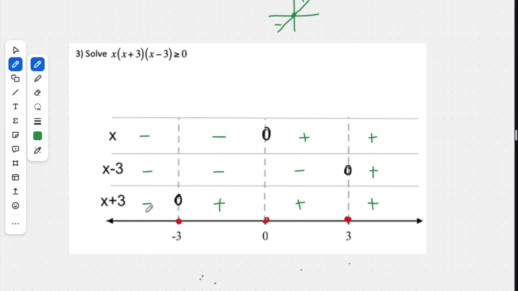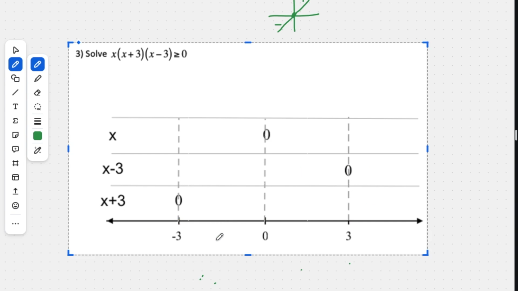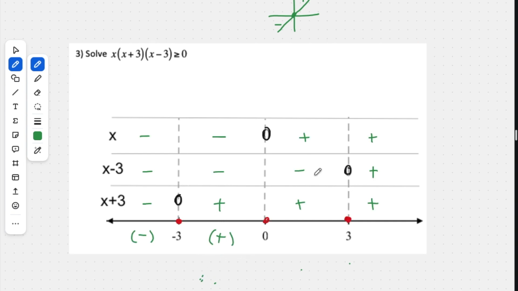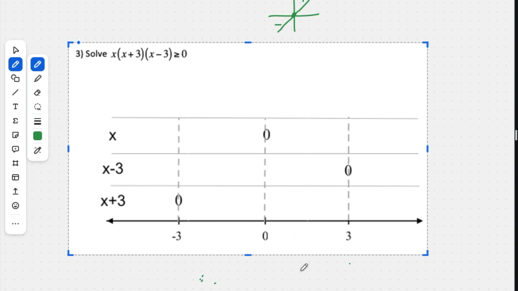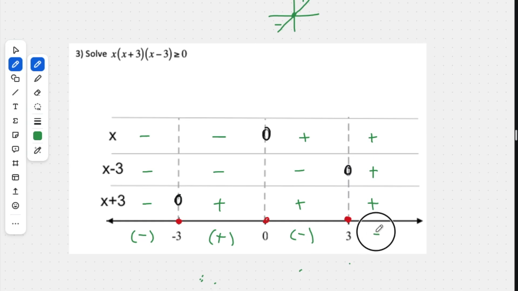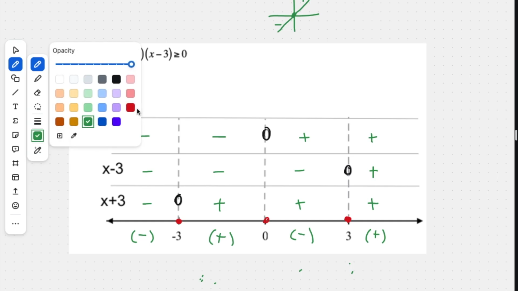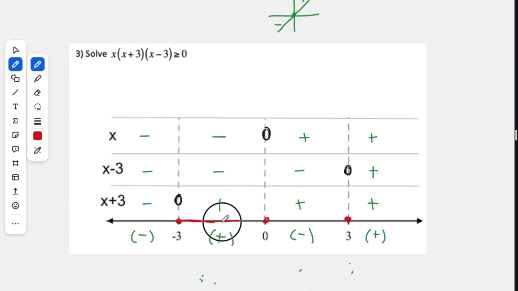Well, now we can just multiply up the negatives and positives. So 3 negatives would make this region negative, 2 negatives makes that region positive, 1 negative makes this negative, and then that's all positives. And we want greater than or equal to 0, so that means we want the positive regions. And so once again, there's that same interval from -3 to 0 and from 3 to infinity. So same problem, 3 ways.